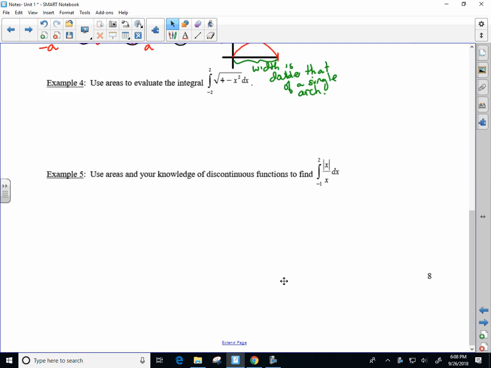Right? So, use areas to evaluate the integral of the square root of 4 minus x squared dx. All right, so let's think about what that means for a sec. Just this guy. So that's some function f of x, right? But forget about that. Let's just call it y. Under the root.